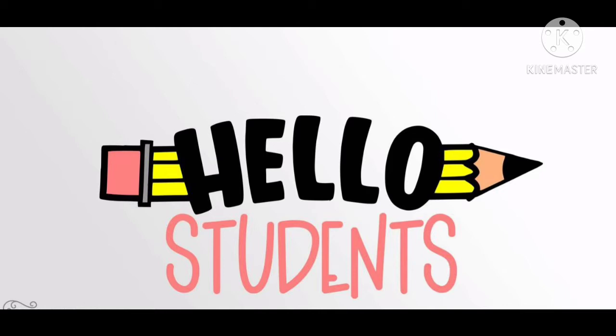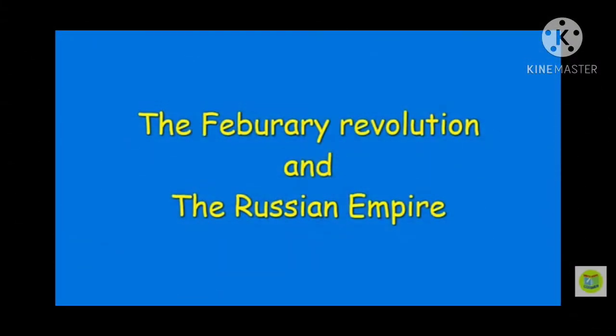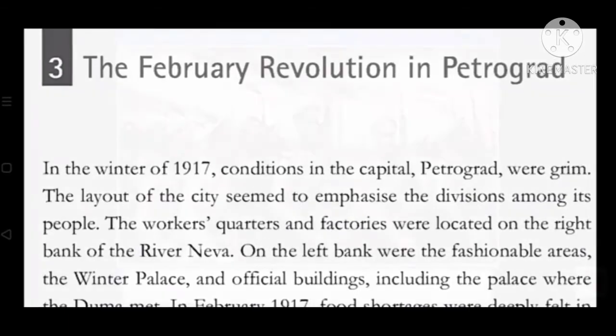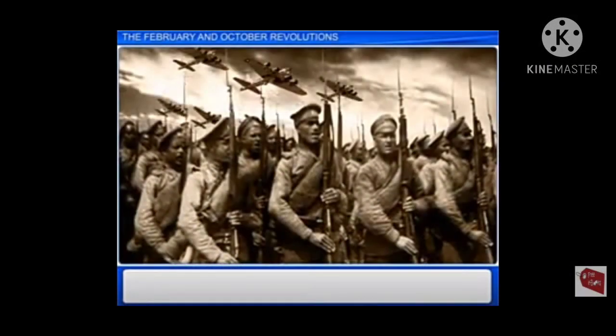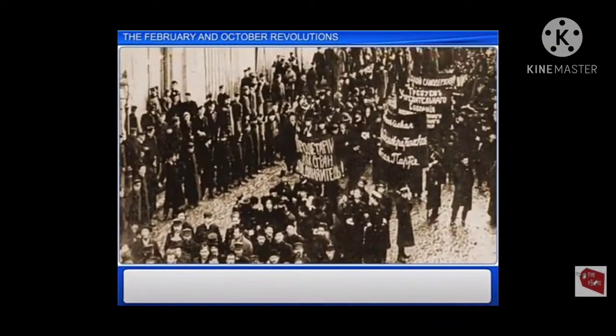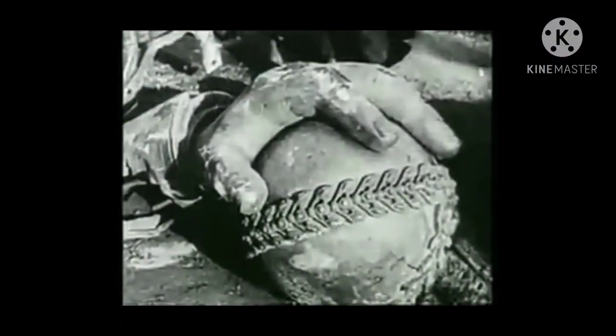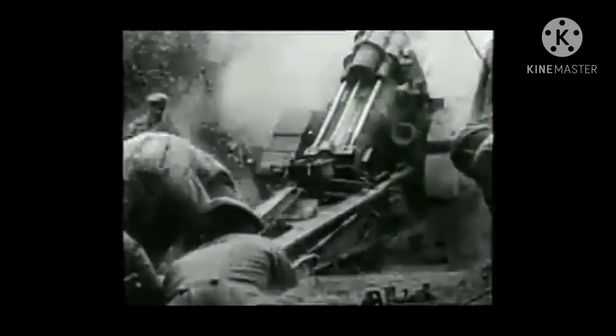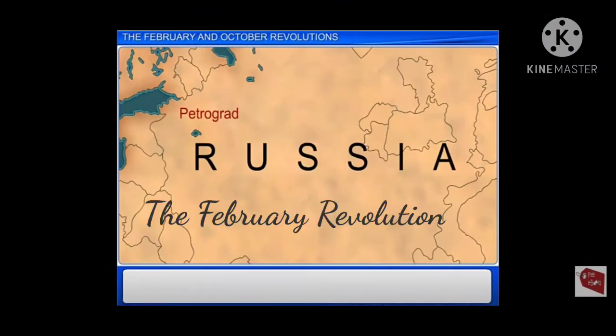Today we'll be discussing the February Revolution in Petrograd. It's on page 35 of your book. As we all know, the First World War in 1914 had brought an enormous number of problems in Russia. There were food shortages, industrial disintegration, lots of refugees, and people were suffering very badly. Because of all these reasons and more, there was this revolution, that is the February Revolution.